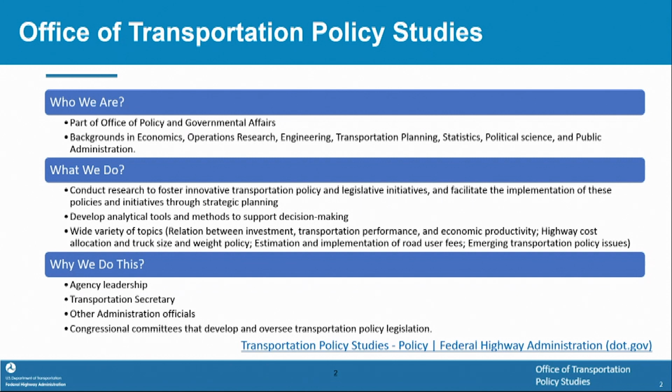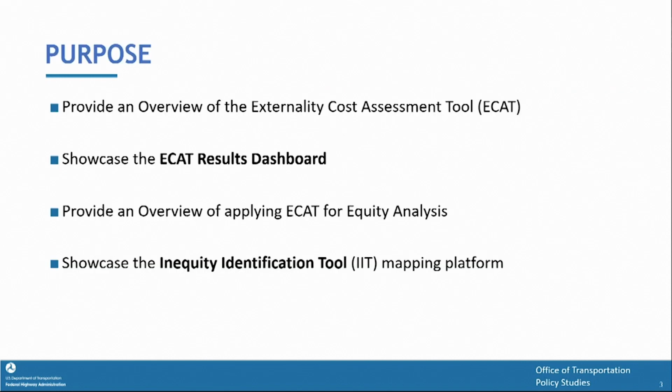We conduct research into transportation policy, legislation initiatives, as well as implementing and facilitating these through strategic planning. We develop a wide variety of tools and methods to support the decision-making. Some of these tools include, we've worked on the highway cost allocation study, examining the relationship between investment, transportation performance, economic productivity, as well as truck size and weight policy, mile-based user fee, emerging transportation policy issues, a wide variety of interesting projects related to transportation. So we do this a lot for agency leadership, the transportation secretary, as well as other administration officials, and we also respond to congressional committees that make requests for our office.